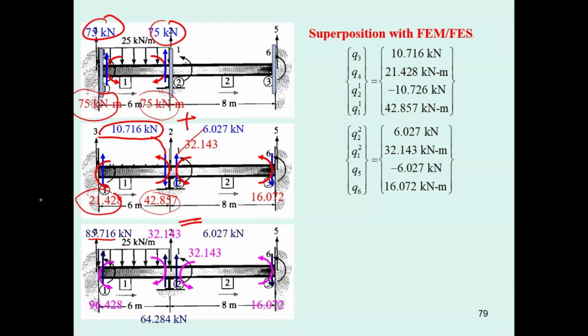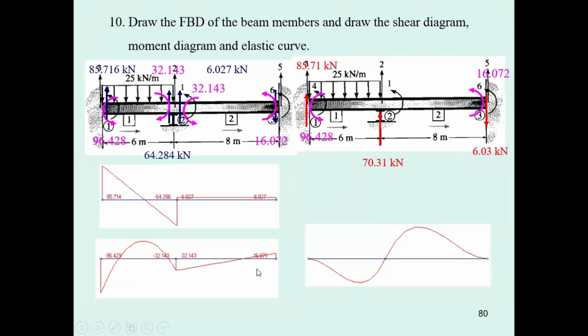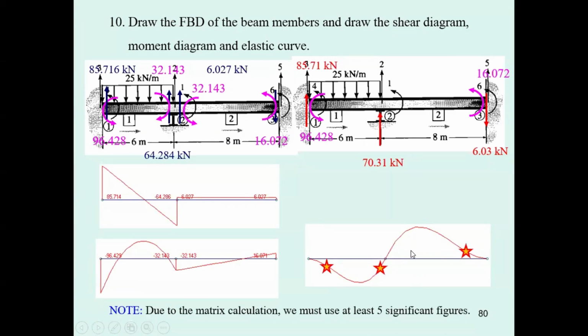Now, you only use this free body diagram and this free body diagram. You have both end shear and end moment. You can draw the shear diagram, moment diagram, and elastic curve, and also put the inflection point. This is what you're going to practice. And I said, please use at least 5 significant figures in our calculation. Okay, that's going to be the end of this lecture.